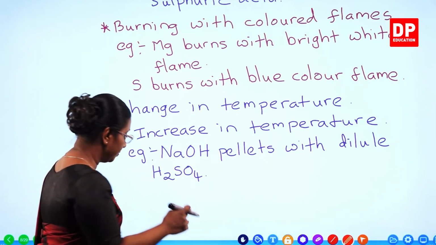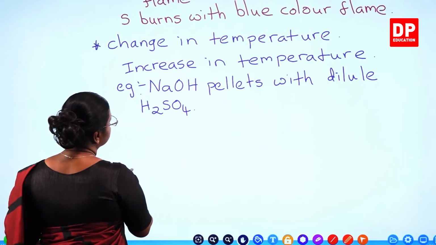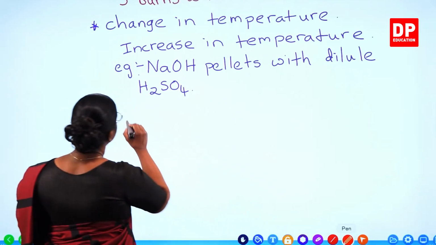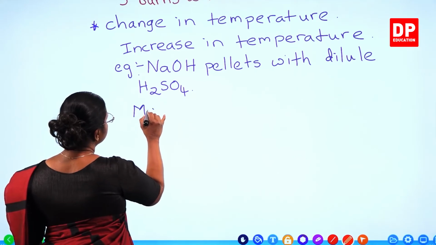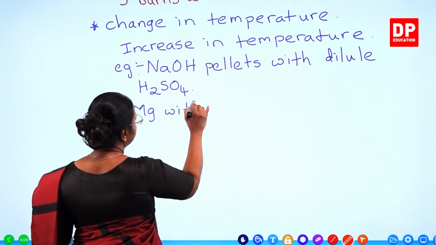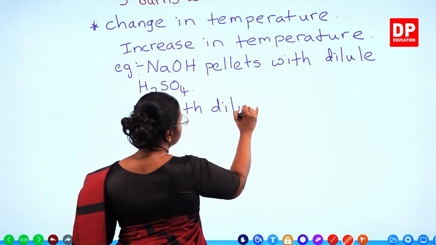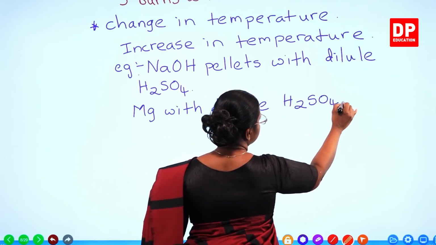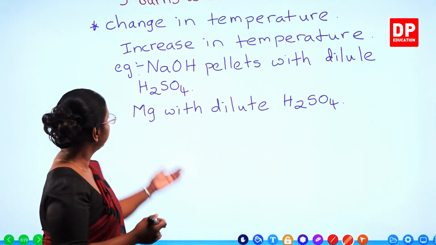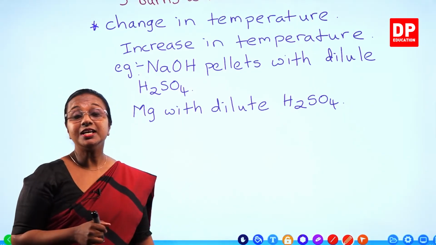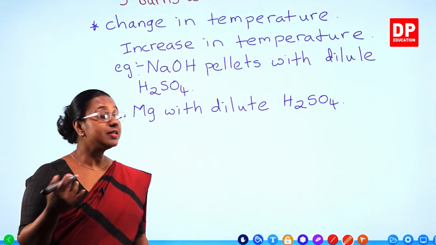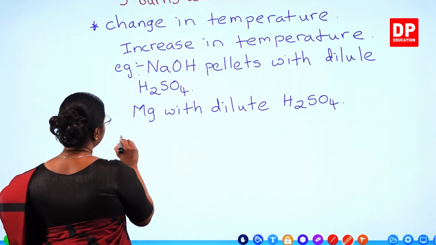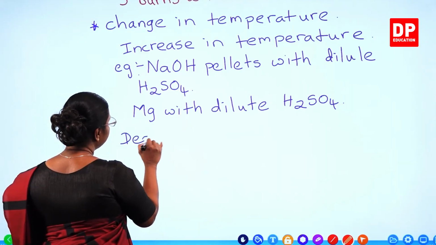What else? Magnesium with dilute sulfuric acid, H2SO4. Two examples where temperature increases. Then temperature decreases. Another one, decrease in temperature.